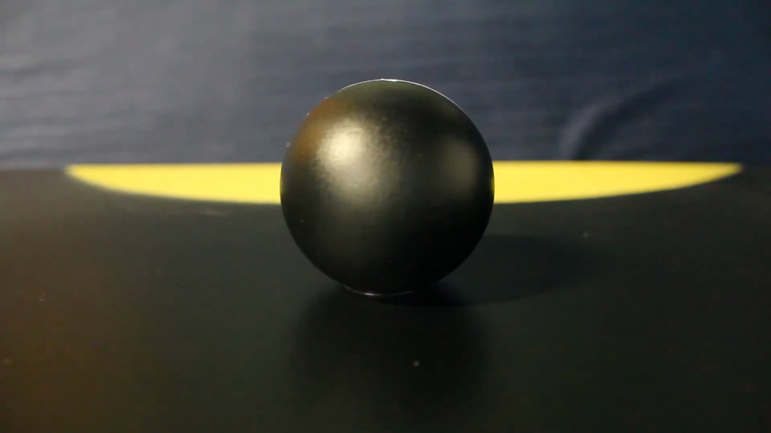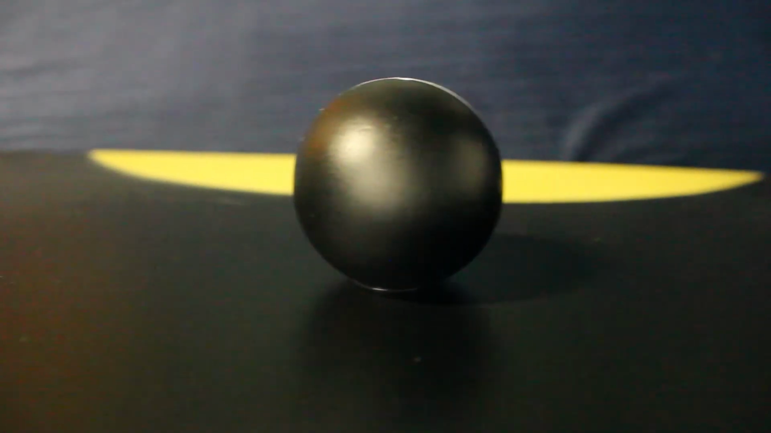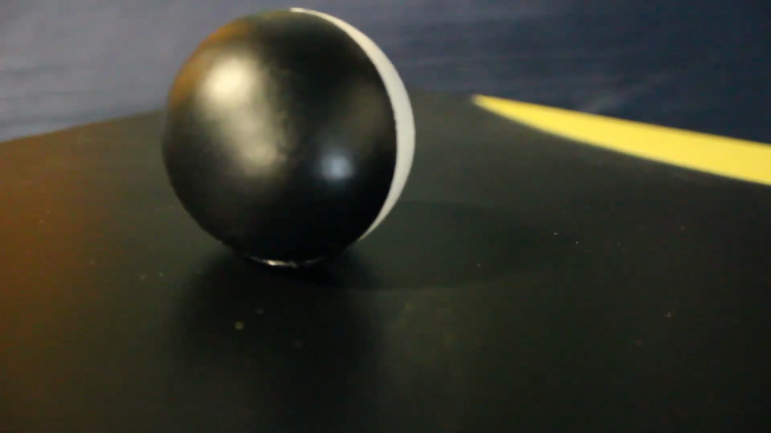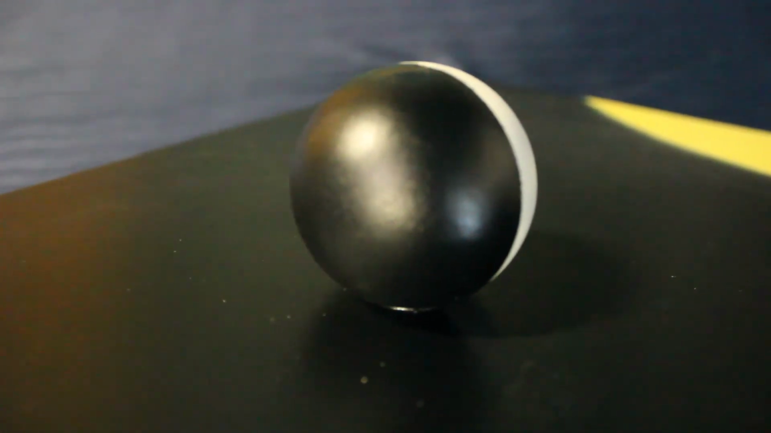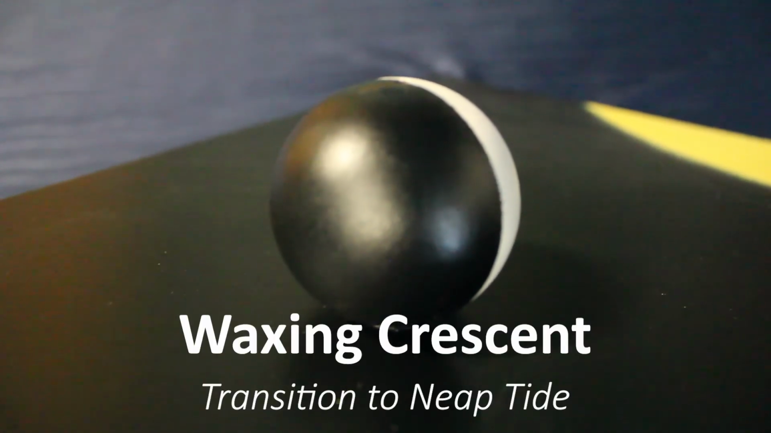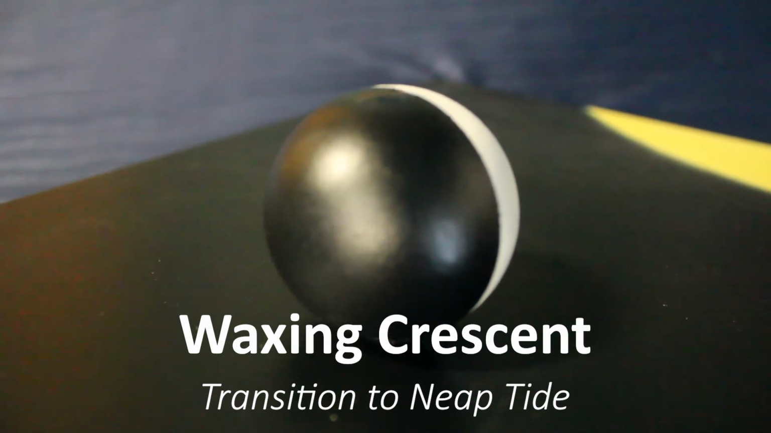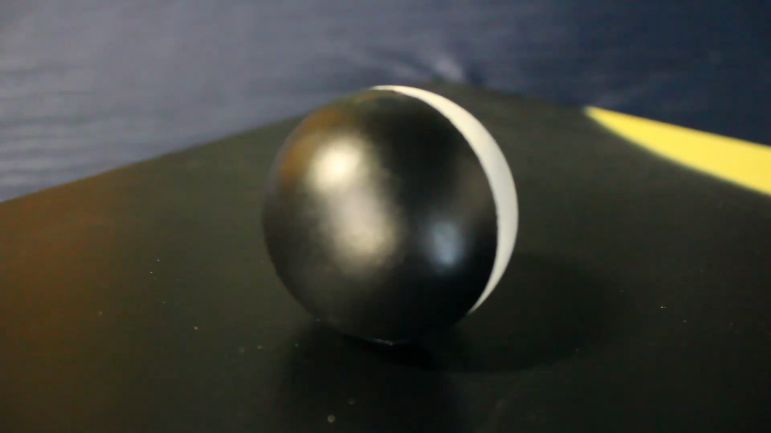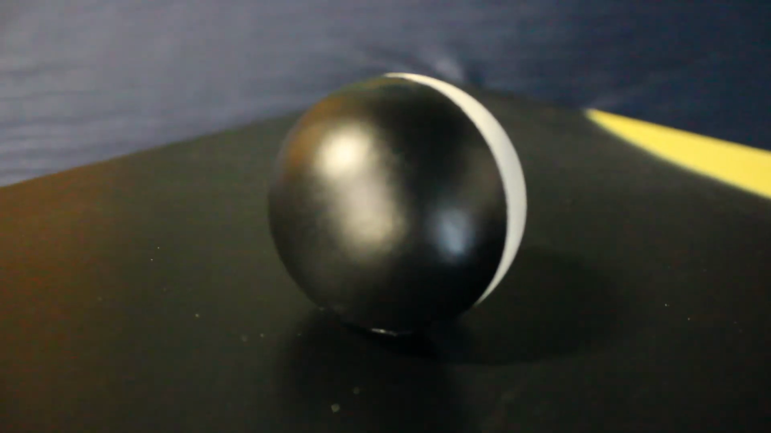Now, as the Earth, we're going to rotate to the next moon phase. In this next moon phase, you can start to see a little bit of a crescent. This phase is called a waxing crescent and is in transition to the neap tide. As the moon is starting to pull away from the sun, there is less gravitational force. This causes intermediate tides. Now we'll continue rotating to the next moon phase.